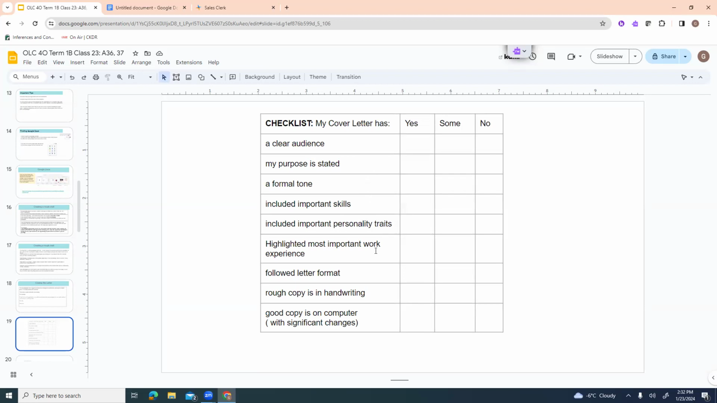You've highlighted your most important work experience. You followed the appropriate letter format, which could be block, or you could do modified block if you want to, that's fine. Your rough copies are in handwriting and your good copies on the computer, and you have made significant changes between your rough copy and your good copy.